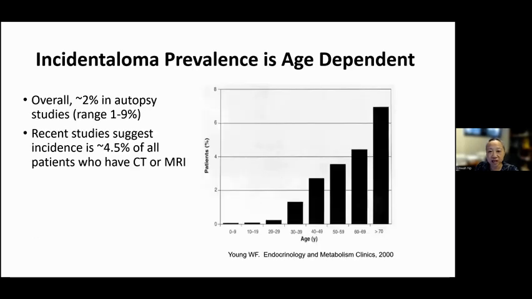The prevalence is age dependent, so overall it's about 2% in autopsy studies. Recent studies suggest that perhaps we see these in about 4 to 5% of all patients who have a CT or MRI. And this is a beautiful graph. I like this graph because it very nicely shows stepwise by decade and age the incidence or prevalence of adrenal incidentalomas. And so I carry in my head that it's about 7% in patients who are older than 70.